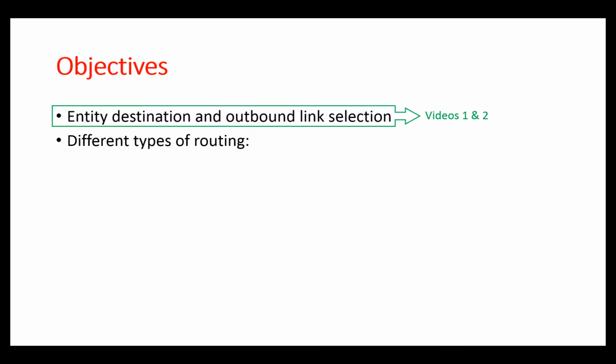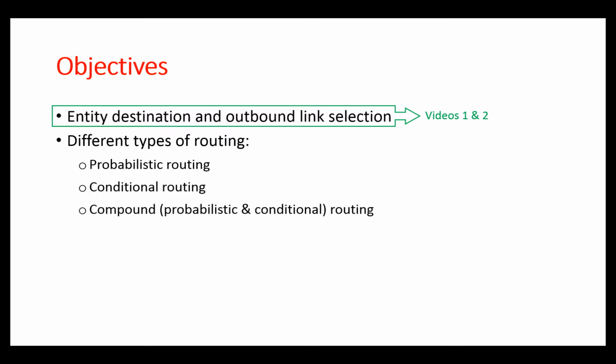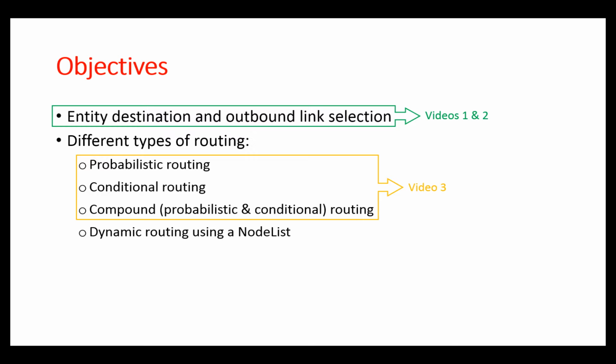From this video on, we're going to talk about different types of routing logic in Simio. In this video, we're going to use selection weights to perform probabilistic routing, conditional routing, and we will also talk about compound probabilistic and conditional expressions for selection weights. In the fourth video of the module, we're going to use node lists to perform dynamic routing, where the destination node of our entities will be selected dynamically based on the current state of the system.